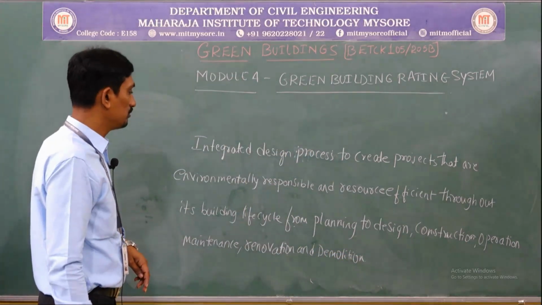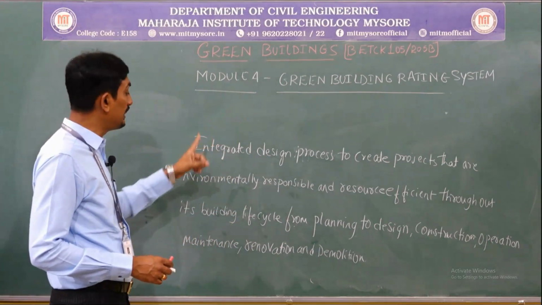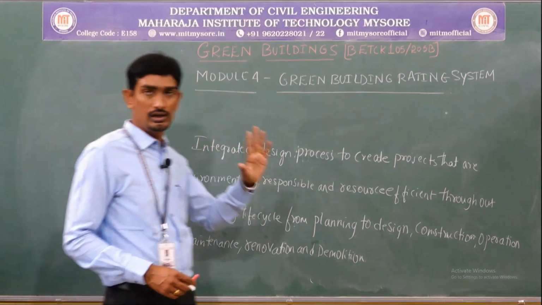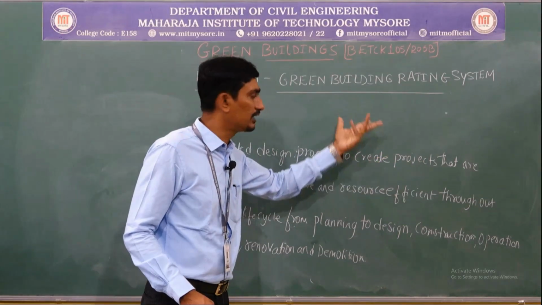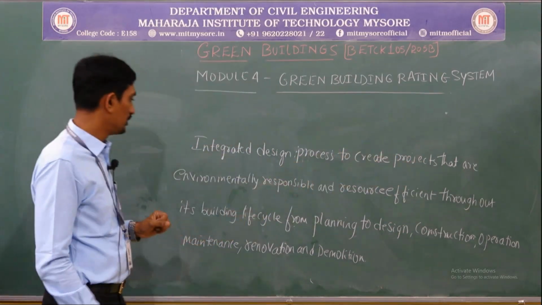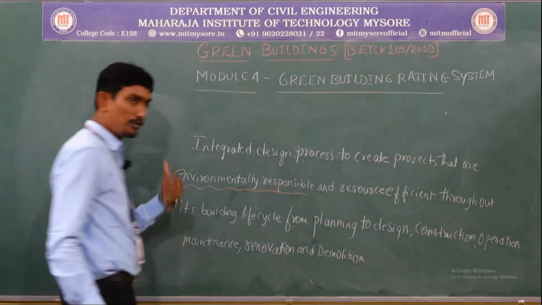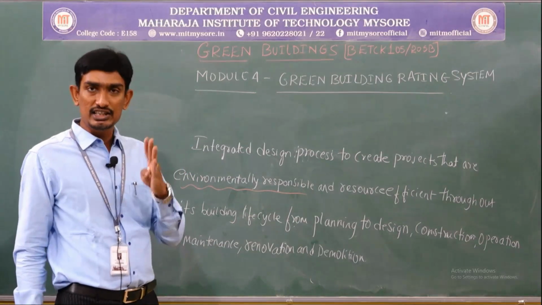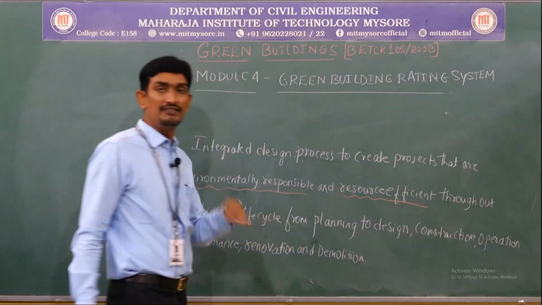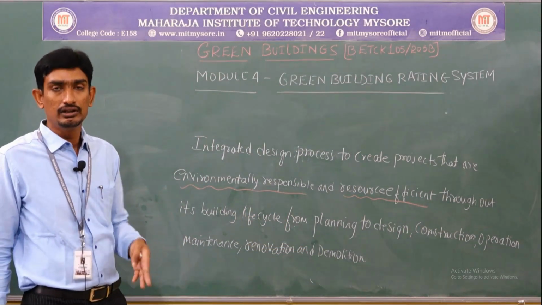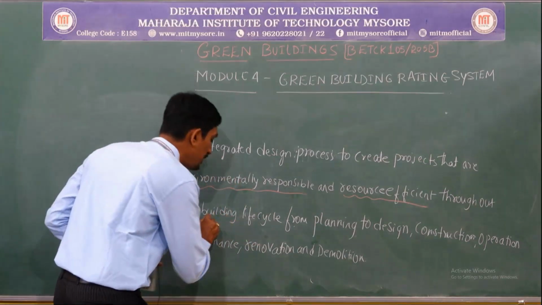Okay, so now let me define. The green building rating system is an integrated design process. It is an approach or process to create projects, or I can say the green buildings, that are environmentally responsible, one and the same. Okay, so I have been defining the previous also. Environmentally responsible and resource efficient. That means it functions effectively with water and energy. That is what resource efficient means. Okay, throughout its building life cycle.